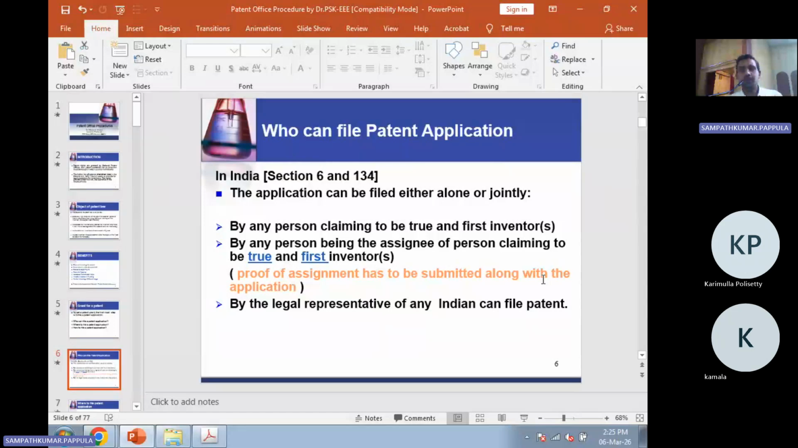The application can also be filed by any person being the assignee of a person claiming to be the true and first inventor, and proof of assignment has to be submitted along with the application. There is a process to apply for the patent, that is a patent application form. So you need to submit the proof of assignment. And the legal representative of any deceased Indian inventor can also file the patent.